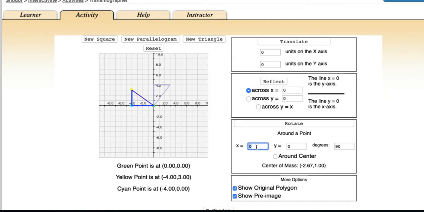Now, if I have this same shape, but I'm going to rotate it at a different center of rotation. So let's say we're going to rotate it around 2 and 2. So my center of rotation is now going to be over here.